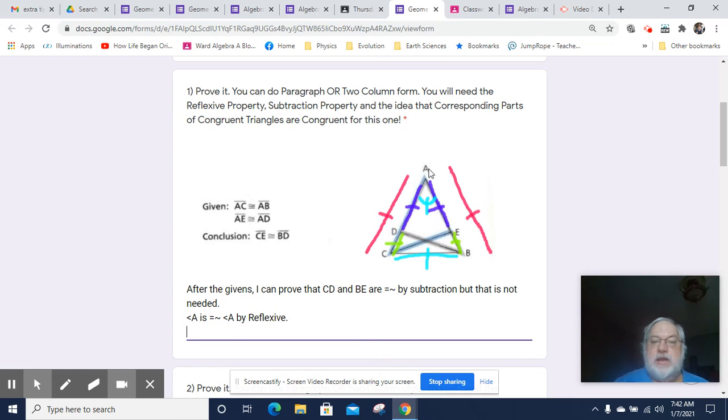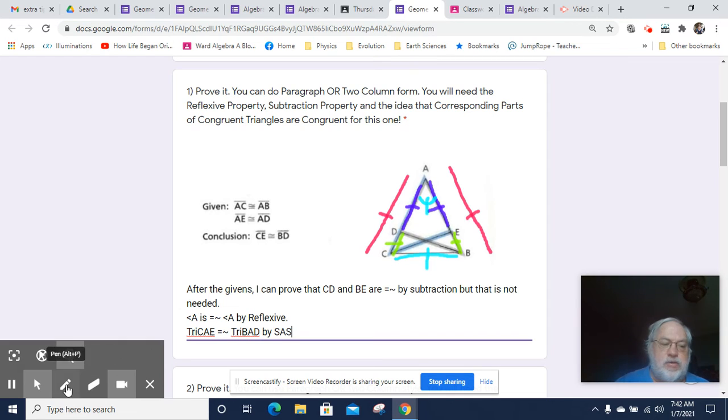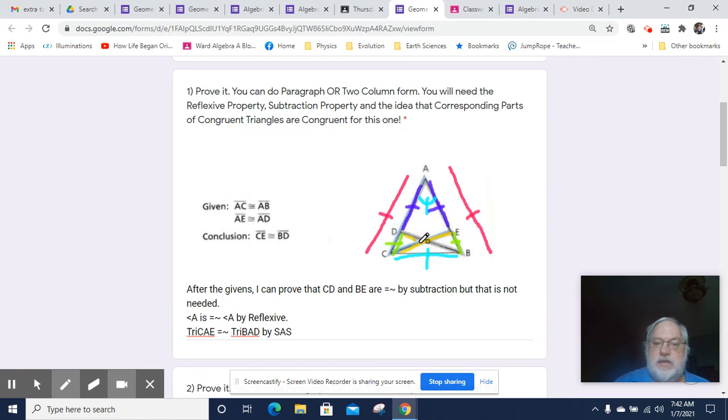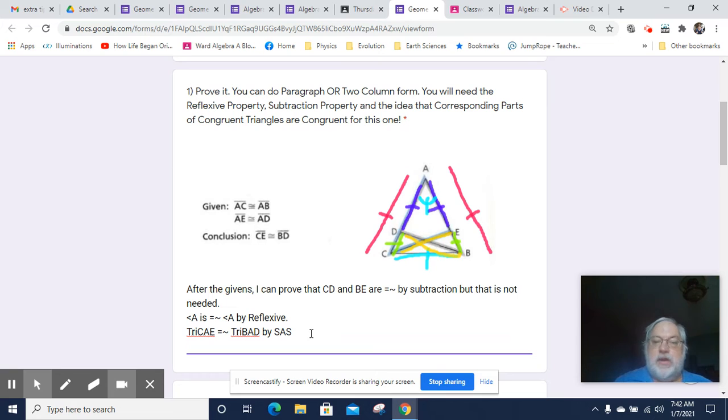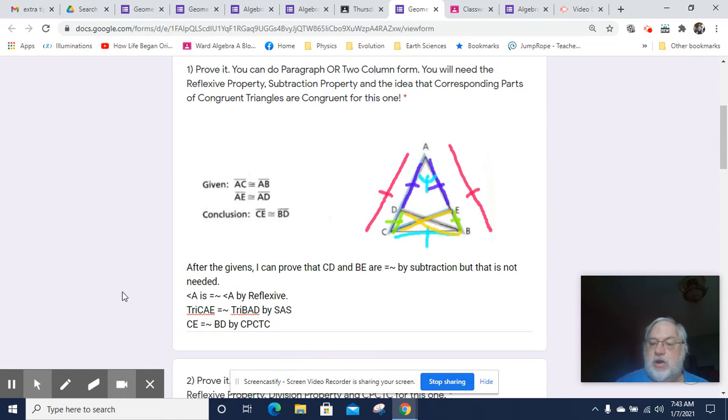Once I know that, then I can do triangle CAE is congruent to triangle BAD by side angle side. So I've got this side here, this angle, and this side. And then I've got this side here, this angle, and this side. Once I have that, then I actually can prove the final part of this, which is going to be by CPCTC. I can prove that this side here and this side here are congruent because they are corresponding sides of congruent triangles. So we can now prove that CE is congruent to BD by CPCTC. Corresponding parts of congruent triangles are congruent.